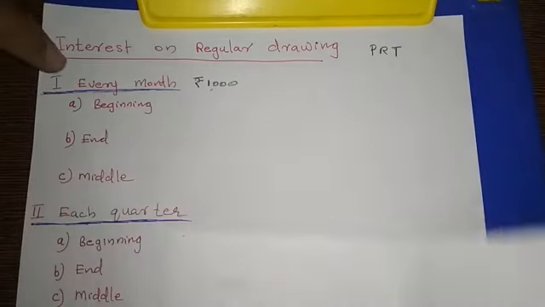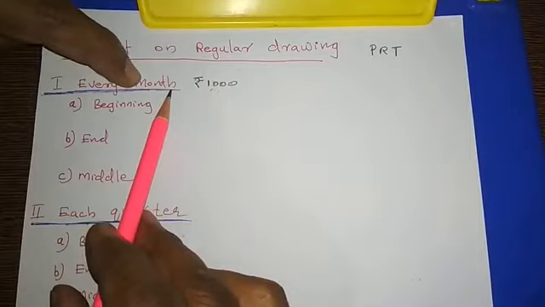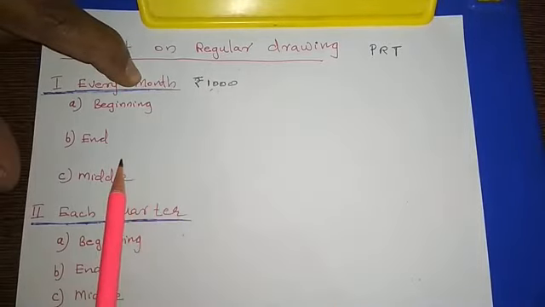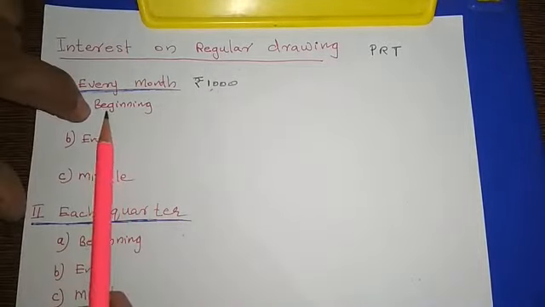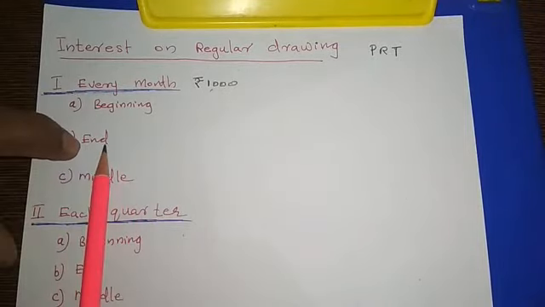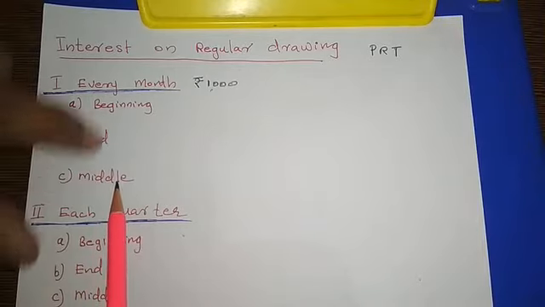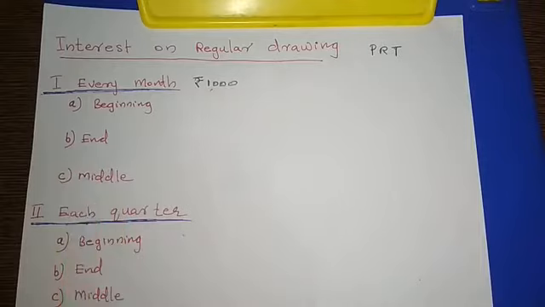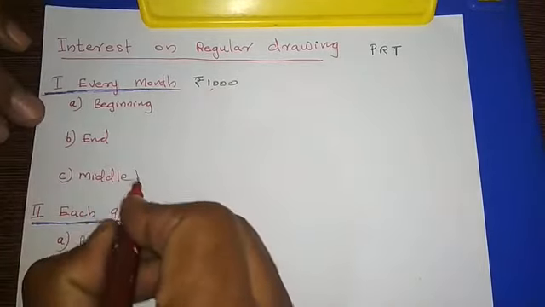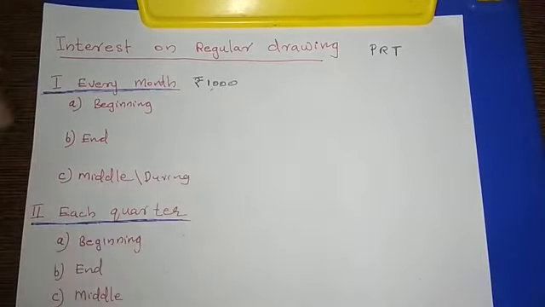And another thing, if one partner is withdrawing 1000 per month, then timing also is applicable. The drawings may be at the beginning of every month, I have written here beginning, and secondly the end of every month, or the middle of every month. Sometimes instead of middle, it is given as during the month. So middle means during also. If in the question during is given, then we consider it as the middle of each month.